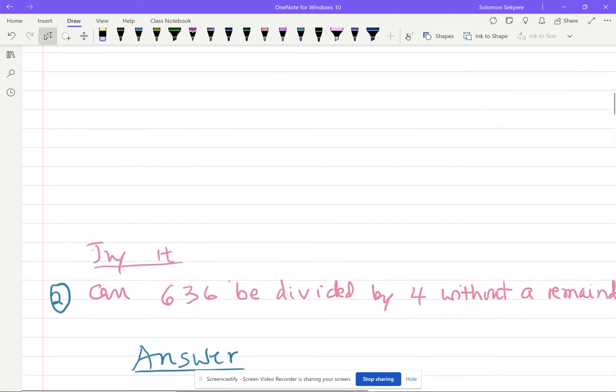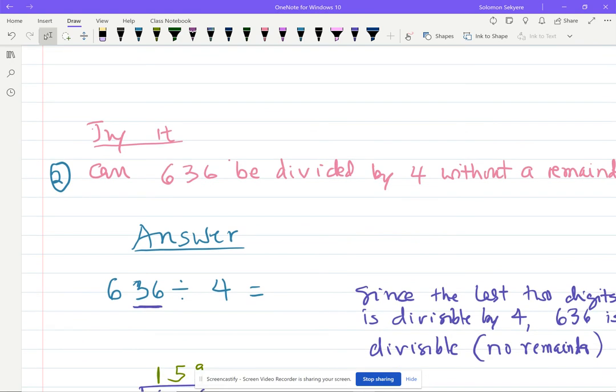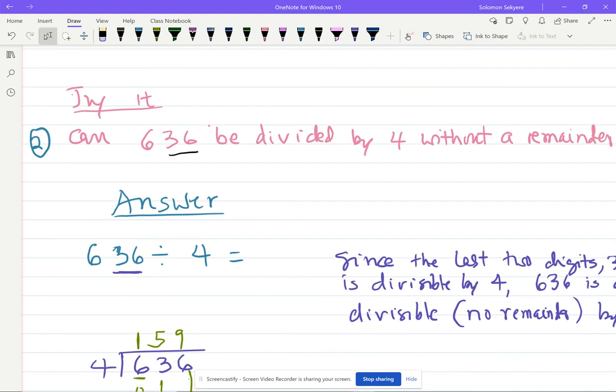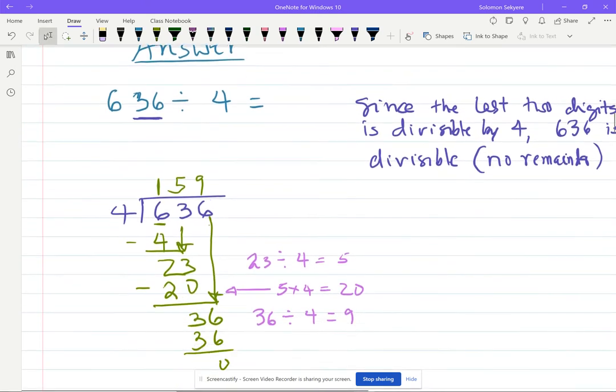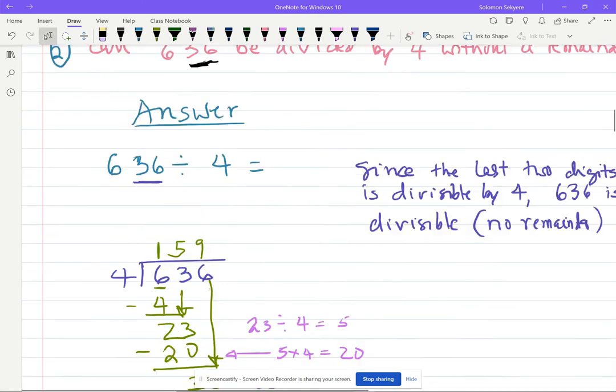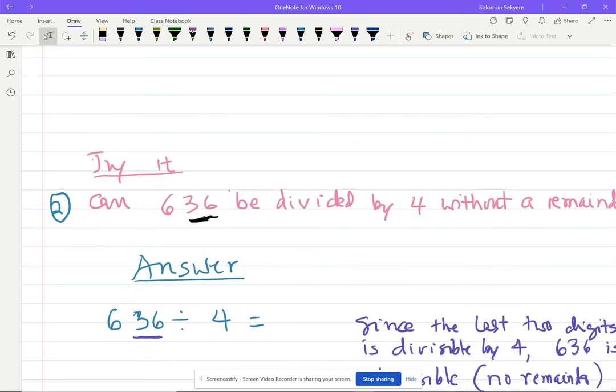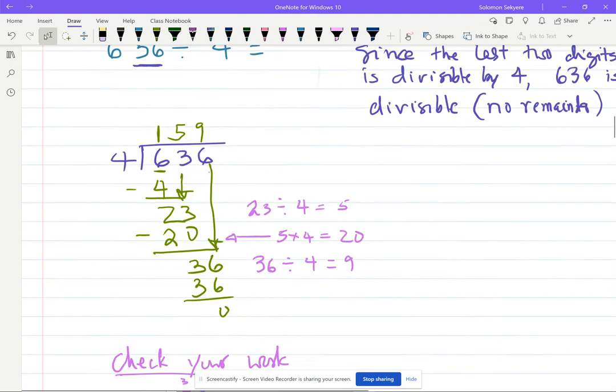Try it. Can we divide 636 by 4 without a remainder? How do you know? You take the last two digits here. Can we divide 36 by 4? Yes. And therefore, when we divide 636 by 4, there should be no remainder. Try this on your own first, then pause, come back and check your answer.